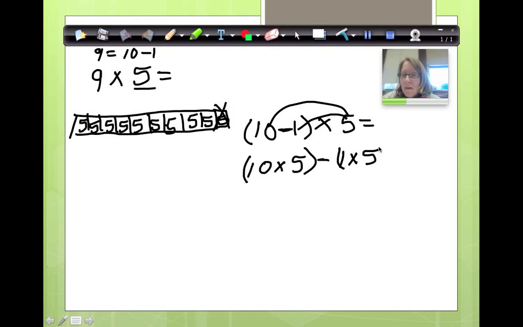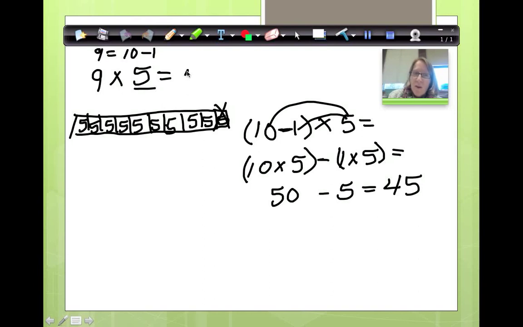Okay? Now what do I have? 10 times 5 is 50. Take away 1 times 5, which is 5. Count backwards by 5s. 50, 45. We got 45. We already knew it was 45, but this time we showed it. We showed it with a picture. We showed it using the distributive property, didn't we? And we showed it using the 10 take away 1 fact.